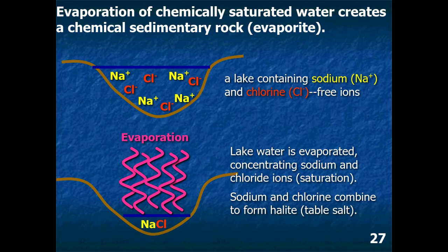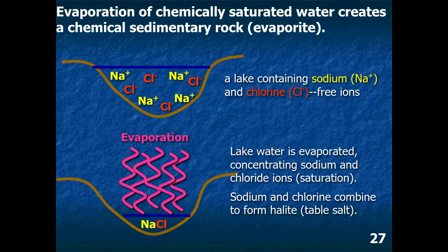And so now we're producing a chemical evaporite, or chemical type sedimentary rock, which is known as halite, which is also a mineral. In this case, the sodium combined with the chlorine forms table salt. And so this is a typical common process that takes place, forming, in this case, sodium chloride.